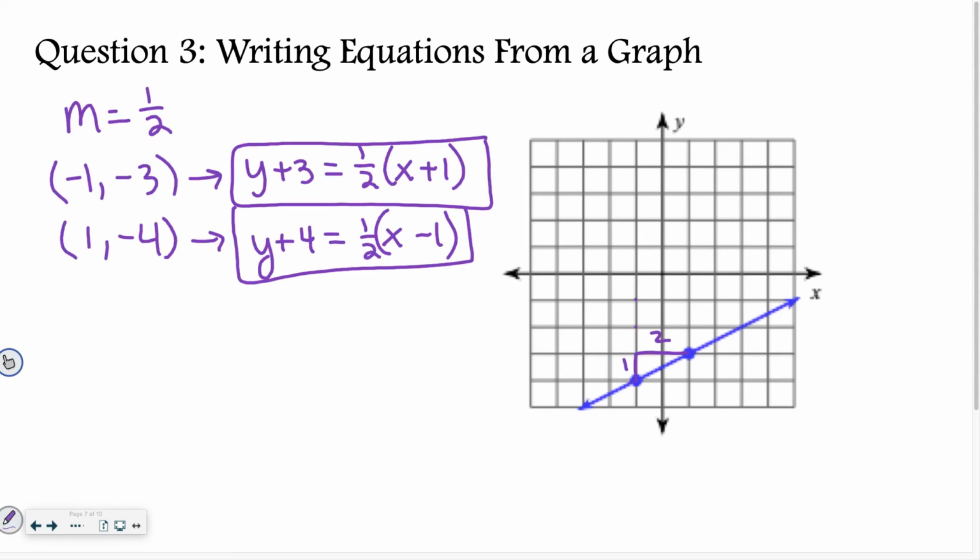Okay, for your answer, hopefully you arrived at one of these solutions. You either said y plus 3 equals 1/2 times the quantity of x plus 1, or you said y plus 4 equals 1/2 times the quantity of x minus 1. Those are both acceptable answers.